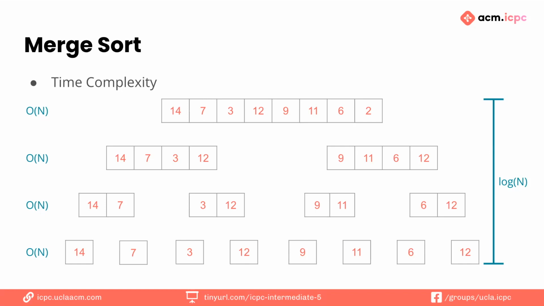So we have log n layers, and each layer takes O of n time complexity. So our total time complexity is n log n. Are there any questions about this?